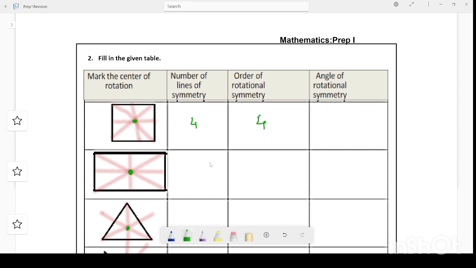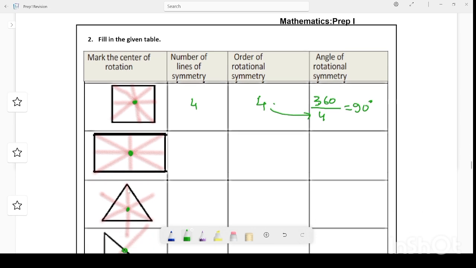Angle of rotation symmetry. To calculate the angle of rotation symmetry, we divide 360, because we rotated up to 360 degrees, by 4, the order of rotation symmetry. So we see that this gives us 90 degrees. Similarly, come to the next one.